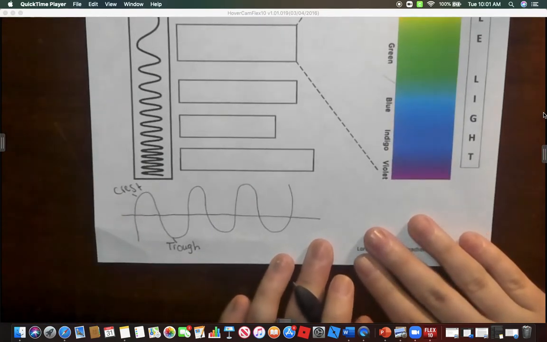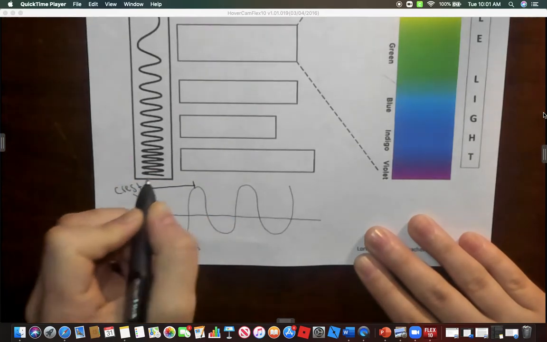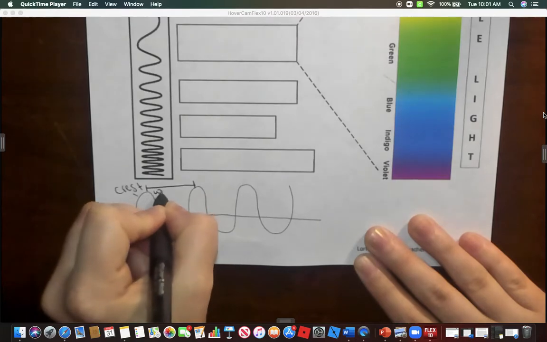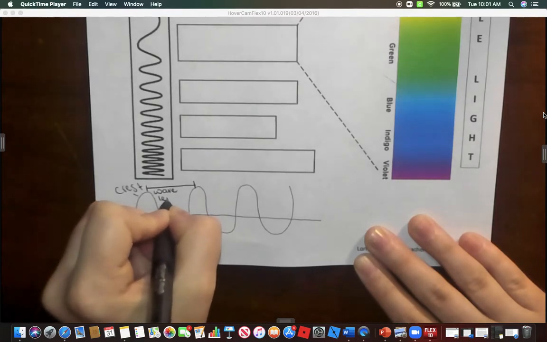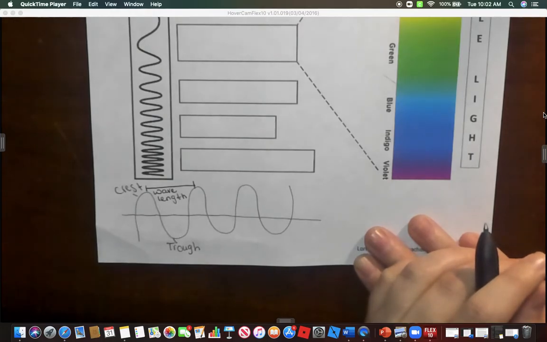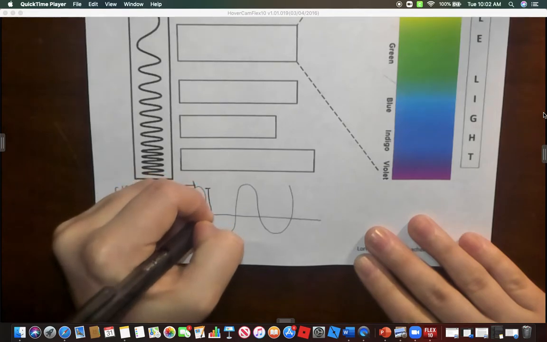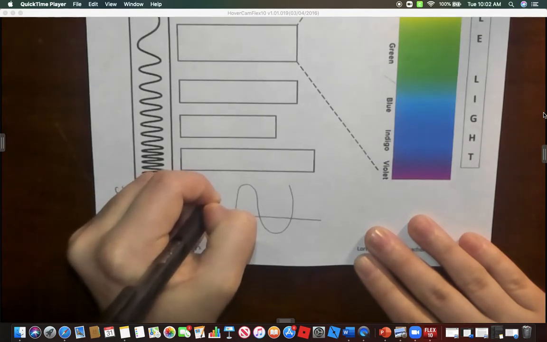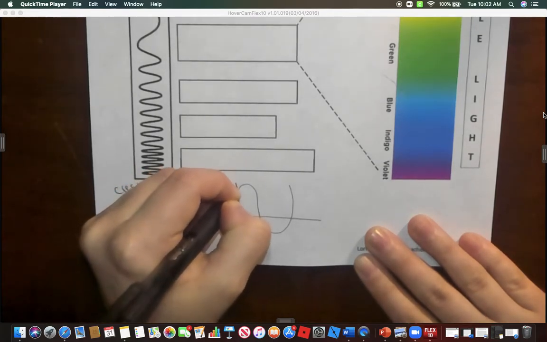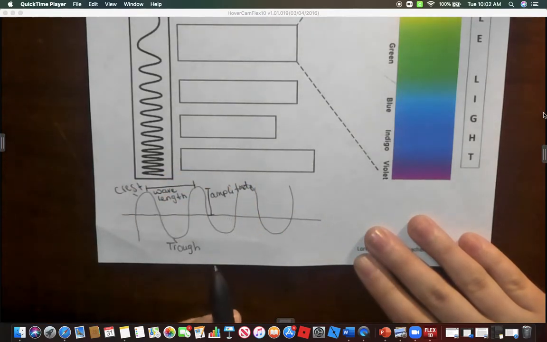When we measure something called wavelength, we're going to measure from the crest of one wave to the crest of the next wave. That tells us about how long the wave is. Okay? When we measure how high a wave is, so from here to here, that's called amplitude. Tells us how high the wave is from this baseline that we drew.